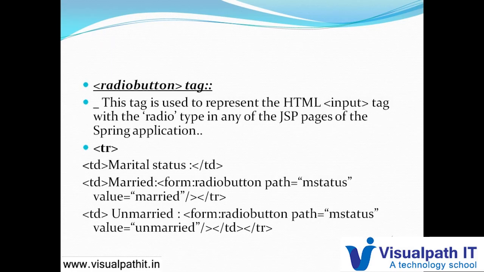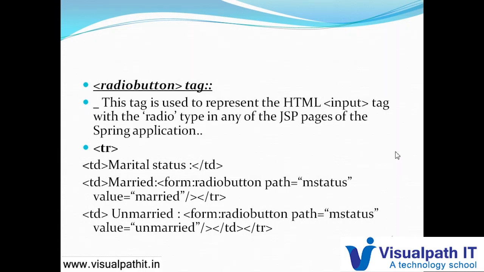Next comes the radio button. The radio button tag is used to represent the HTML input tag with the radio type in the JSP pages of the application. What exactly does this radio button do? It is used when there are many tag instances having the same property with different values. The property is the same but the value will be different. For example, marital status. It can be married or unmarried. So we can click on one of these. It doesn't have multi-selection. It can be yes or no, that's it. So yes or no boolean type also works with the radio button.